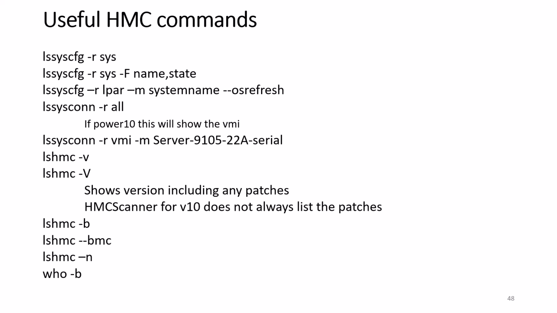And then we have the lssyscon -r all and the -r VMI, depending on what you're looking for. The -v lowercase and -V capital get you information on versions, etc., and the lowercase v will get you the actual HMC model and serial number. The -b and -BMC will get you BMC information, but again not PNOR. And the -n gets you network information, and who -b will tell you when it was last rebooted.